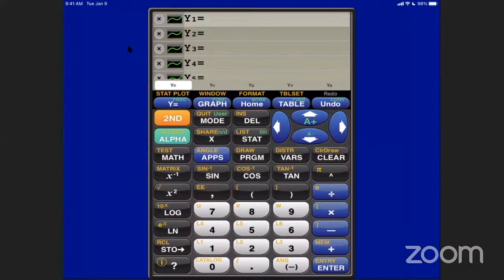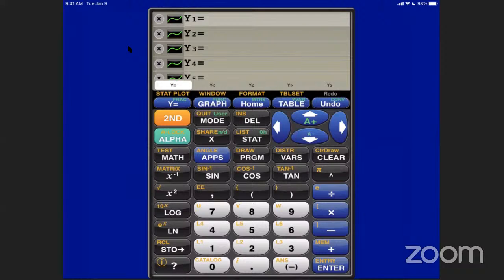Delete. Okay, this was x squared, then what? Plus what? Plus 1.5x. Okay. Plus 9.